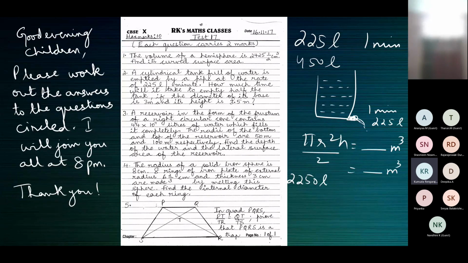When this word external radius is used, that means it's a hollow plate. External radius and thickness. When external radius and thickness are given, that means there is an internal radius. Now, one more thing I have to tell you. This thickness here is actually very deceiving. And the thickness is 3 centimeters.